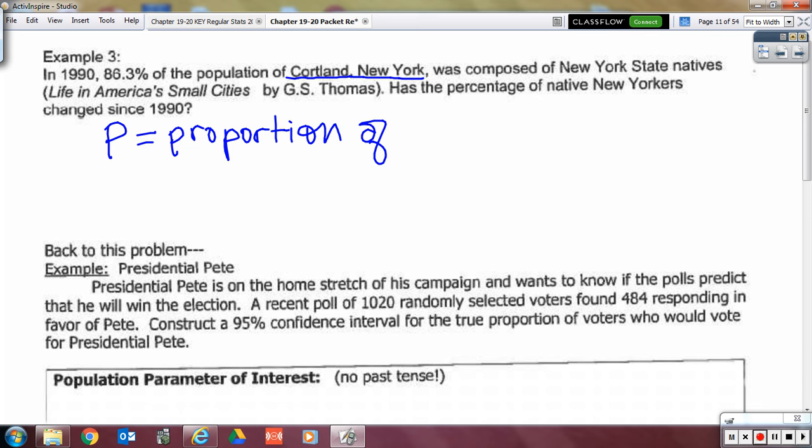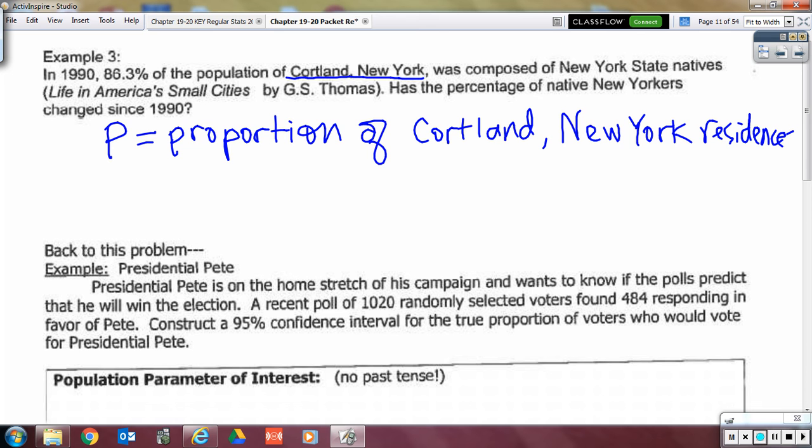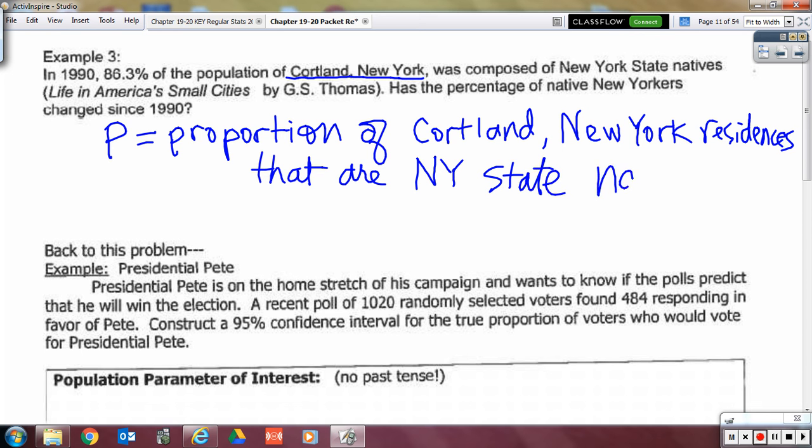Yes. Proportion of Cortland, New York residences that are New York State natives. We can't skimp on all this writing because there's lots of details in there, and it's meaningful. It's meaningful to what it is that we're going to make a conclusion about.